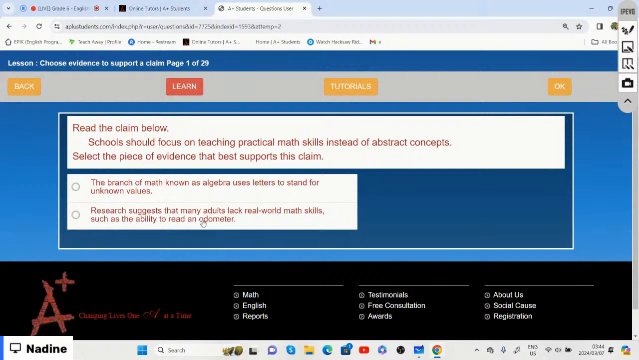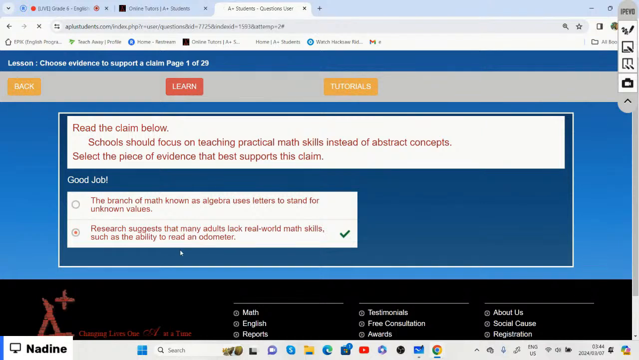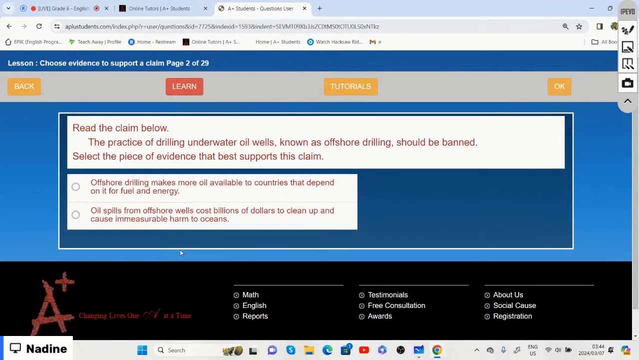All right, let's maybe choose the second one, right? Because the second one shows that adults are basically lacking proper maths skills, which means that in school, learners are currently not getting the adequate math skills as needed. So it's like we are just getting theory based on maths other than proper practical math skills.